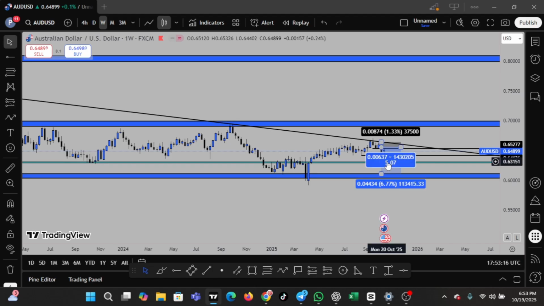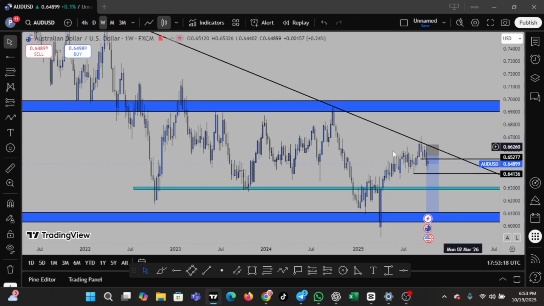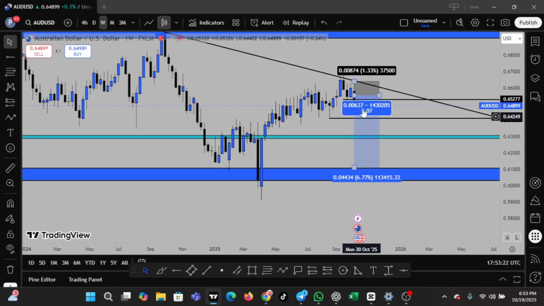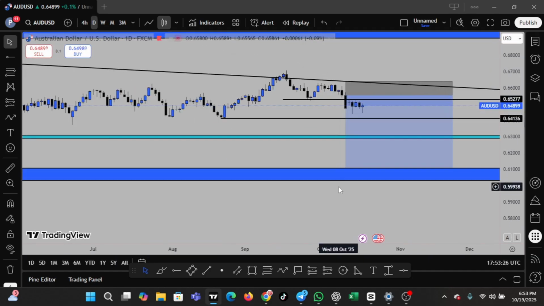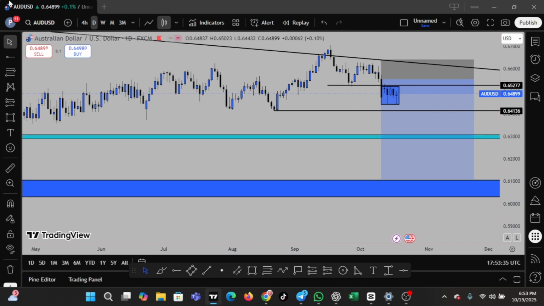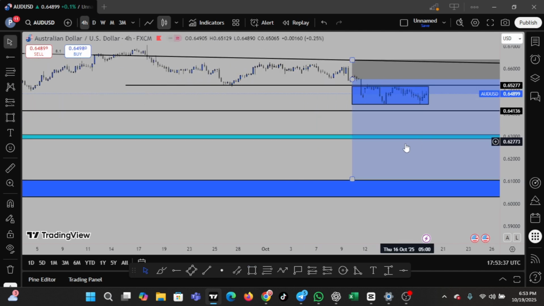If I move down to the weekly chart, if you just want to get on an AUD USD trade, I'm waiting for a pullback so I can add to my trade. On the day chart, you can see what is happening. The market is now moving sideways. So what I can do here is just box this. Let's see what we are going to have on the 4 hour.